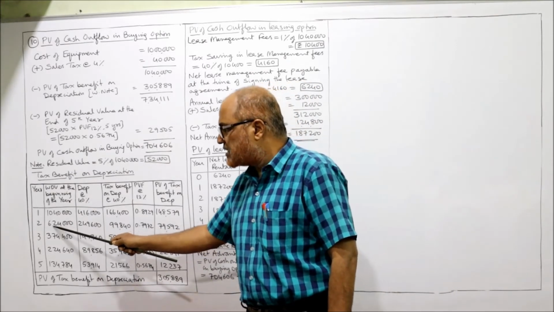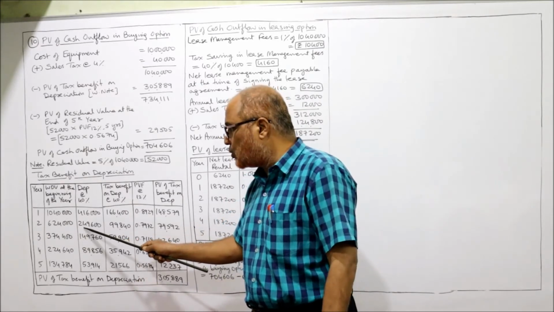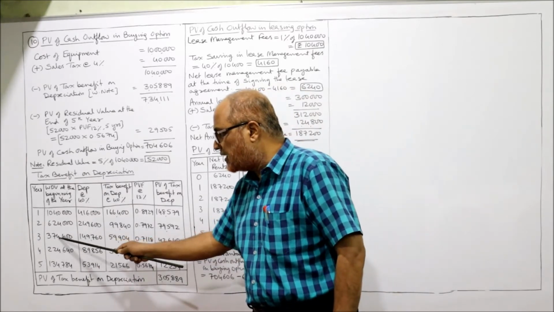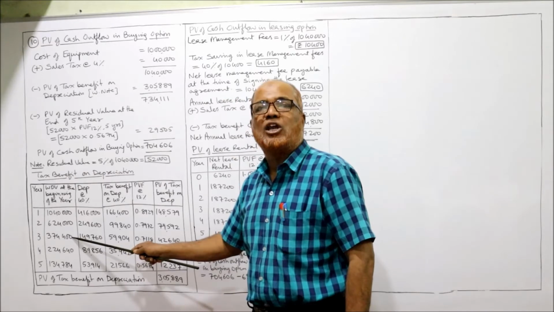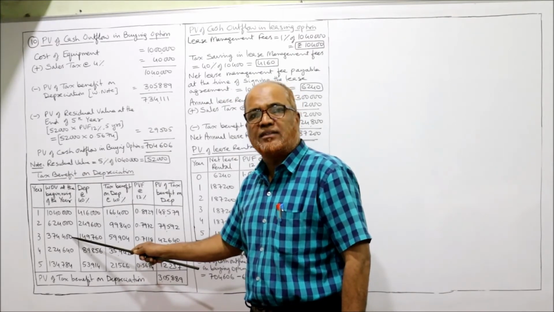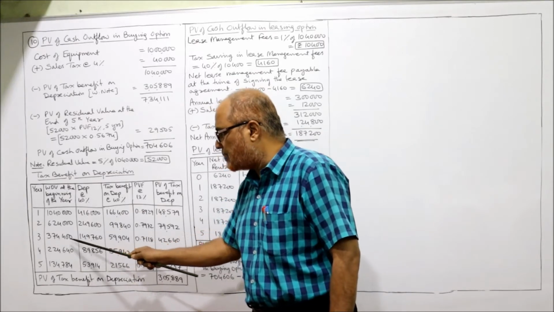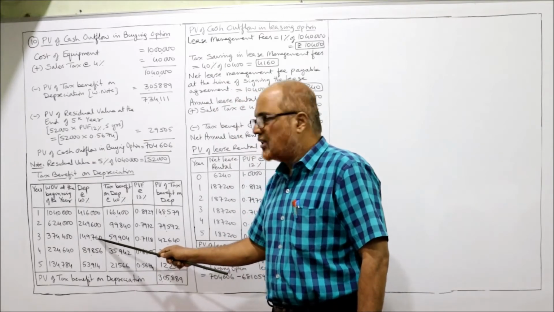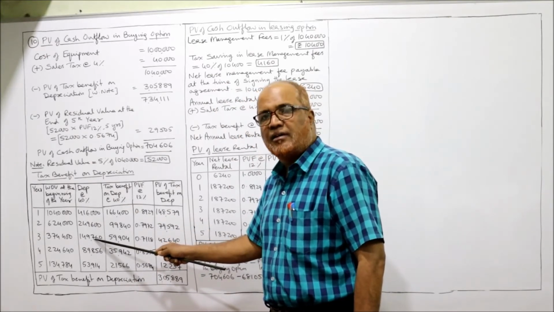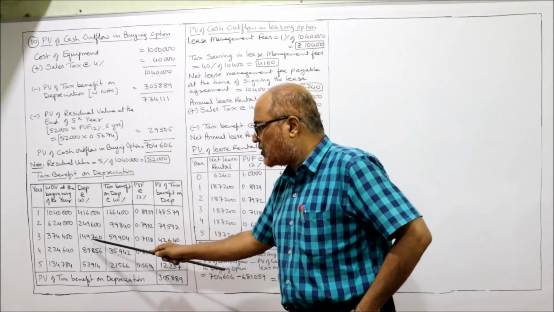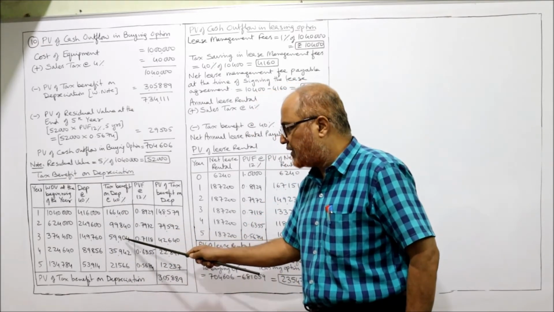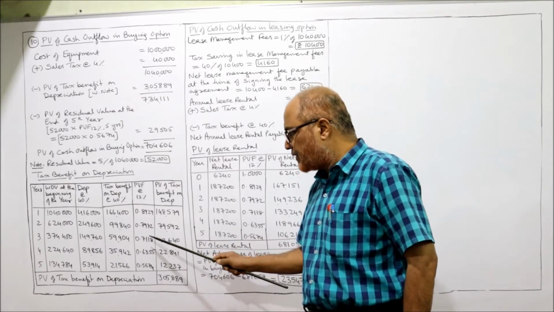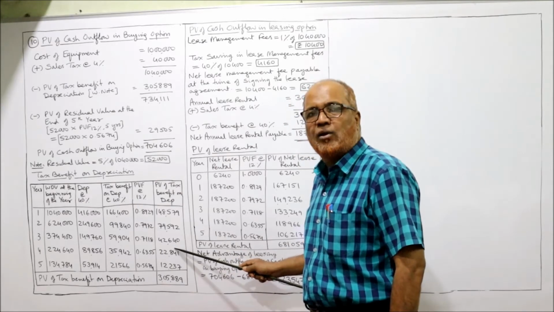Now the third year WDV. The second year WDV is 6,24,000. The second year depreciation is 2,49,600. 6,24,000 minus 2,49,600 gives 3,74,400. This is the WDV at the beginning of the third year. Now 40% depreciation on this amount: 40% of 3,74,400 is 1,49,760. This is the depreciation for the third year. Now the tax benefit, 40% of 1,49,760, is 59,904. This is the tax benefit on depreciation. Multiply with the PV factor and you will get 42,640. This is the present value of the tax benefit.